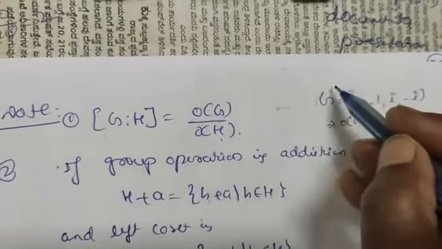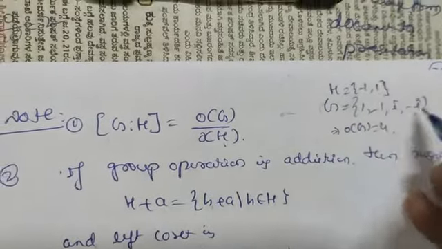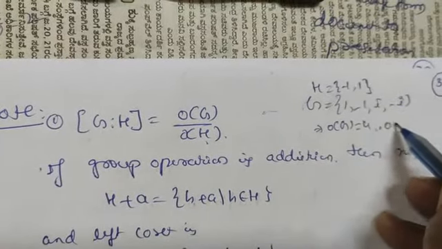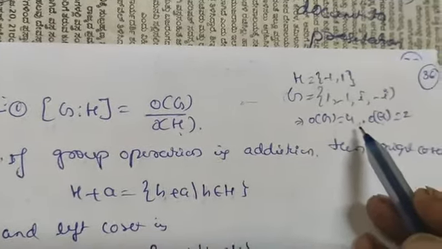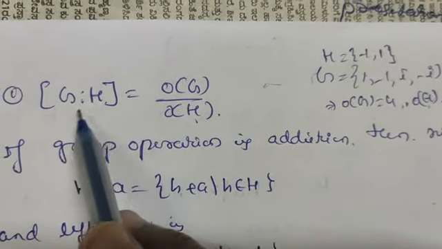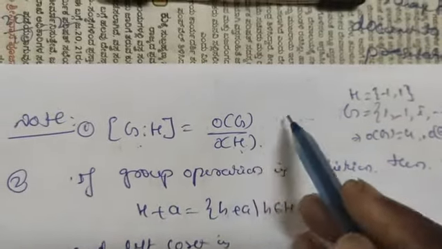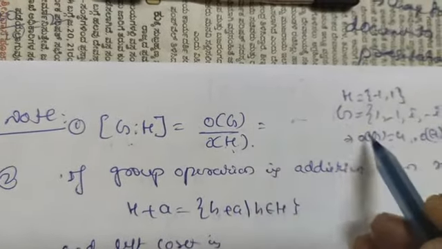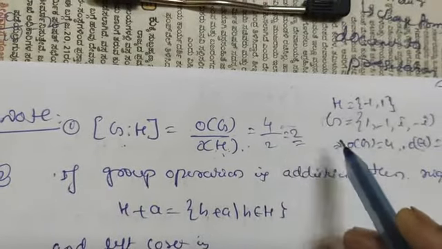And we have seen H. H is only {-1, 1}. So this implies its order is 2. So what we can say here is the index of H in G is nothing but the order of G divided by the order of H. In the previous example, the order of G is 4 and the order of H is 2. So after simplification you will get 2.